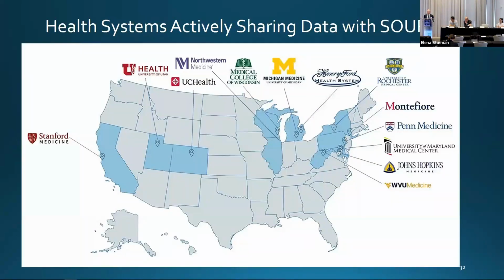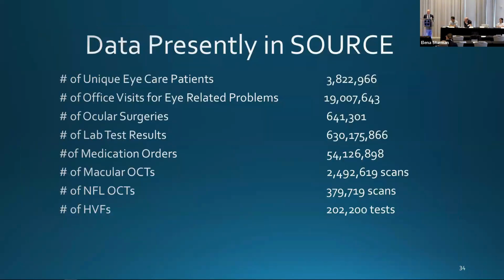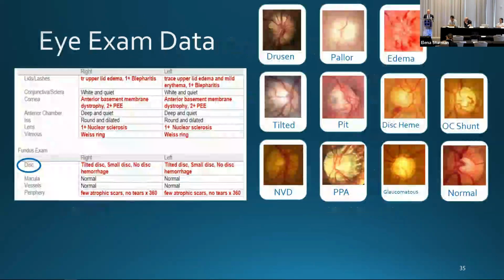the consortium. We have 15 active sites that are sending their data in and are able to access and do work with SOURCE. Overall, there are about 4 sites that are in the process of either joining or have joined the consortium. So it should be a very useful resource to help us answer some of these questions in the years to come. We have about 4 million patients and 20 million office visits for eye problems and many lab test results to be able to answer these questions.